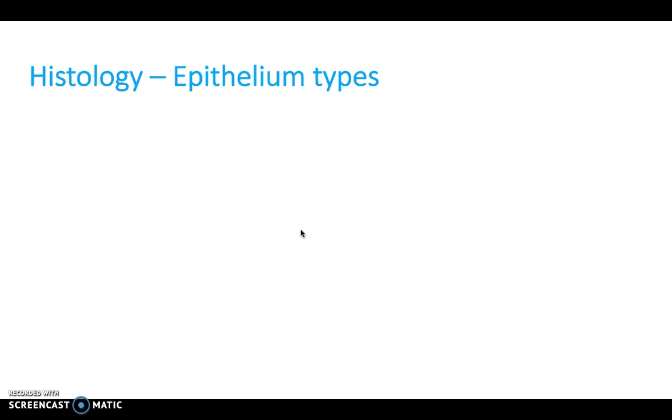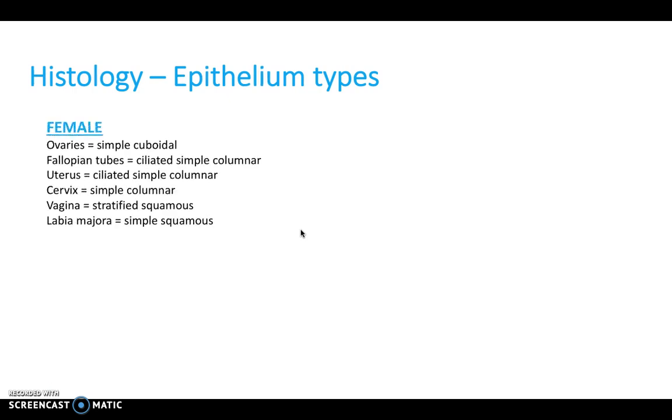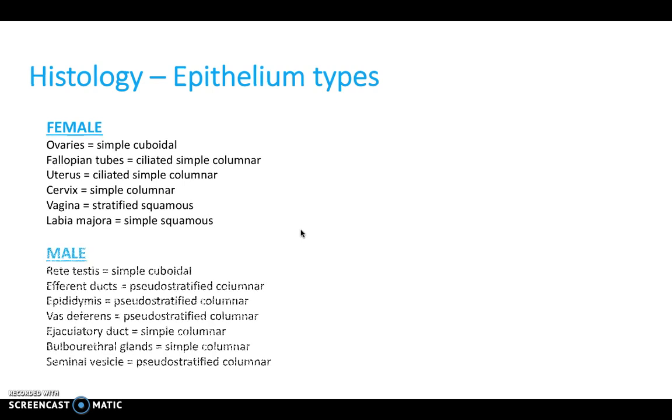Next we should take a look at histology. And this really again is something just to go through with pictures in front of you and learn. Epithelium of course differs between males and females. In females the ovaries are simple cuboidal epithelium, the fallopian tubes are ciliated simple columnar, and so on. In the male, again, there's differences.